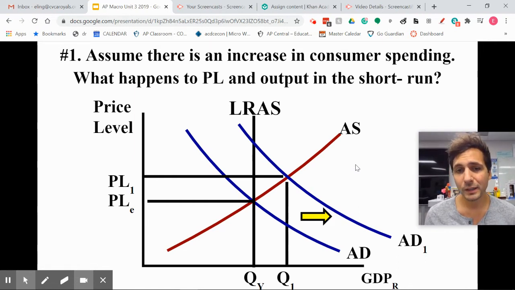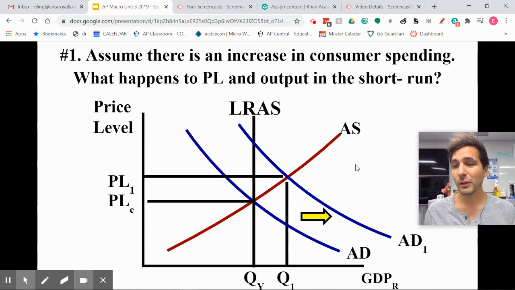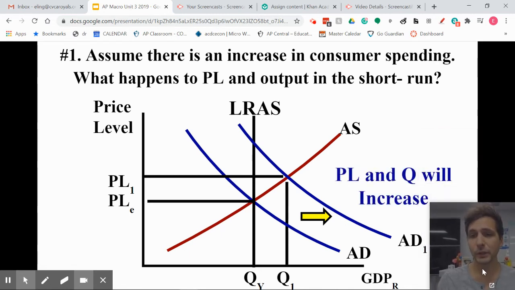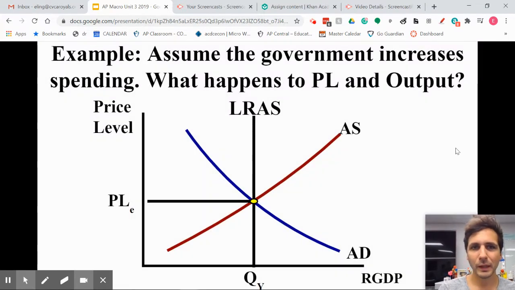So what's going on here? We have an inflationary gap. Our current economy is producing beyond full employment. Our GDP is higher than the full employment GDP. We call that an inflationary gap. So there you go. Price level and quantity will increase as a result.